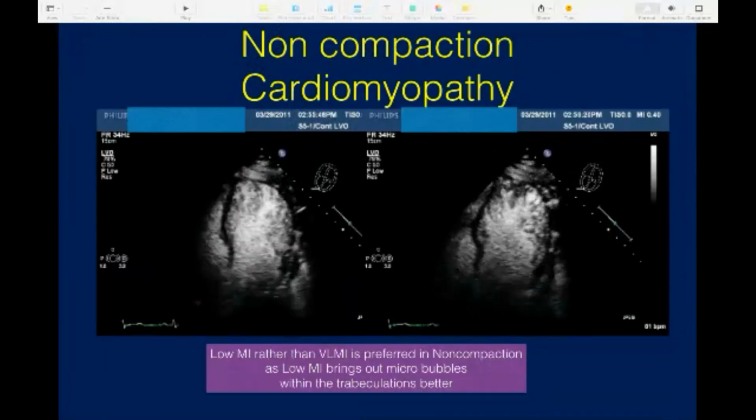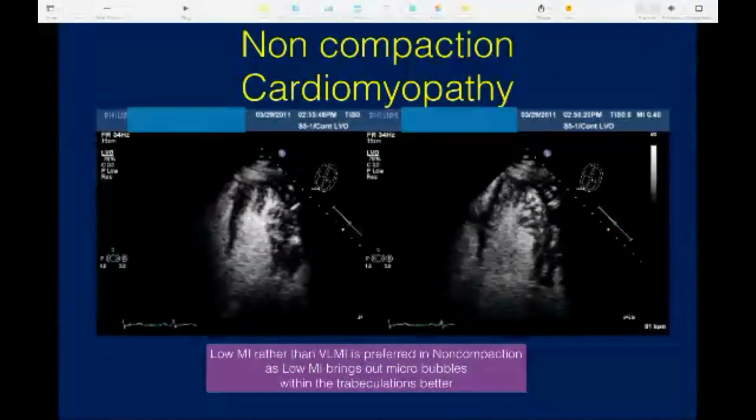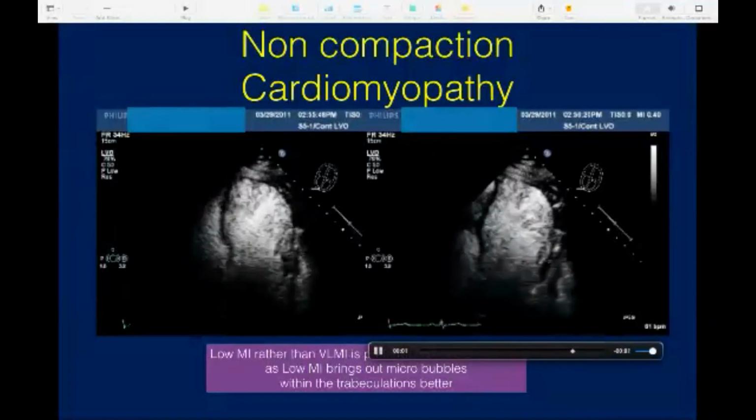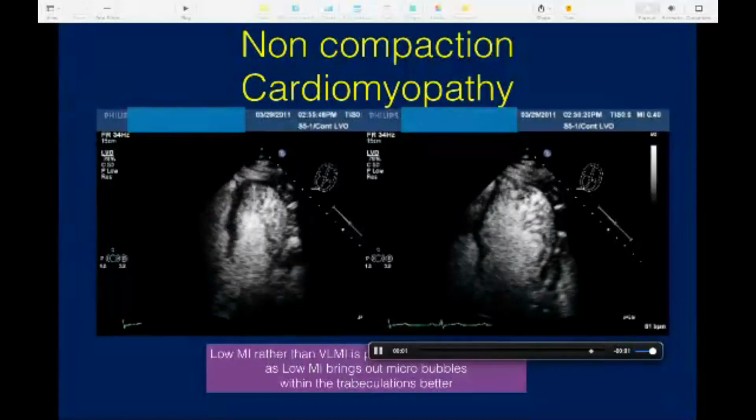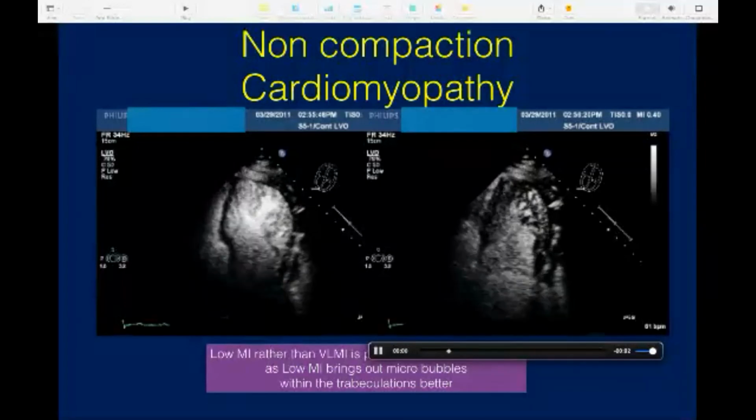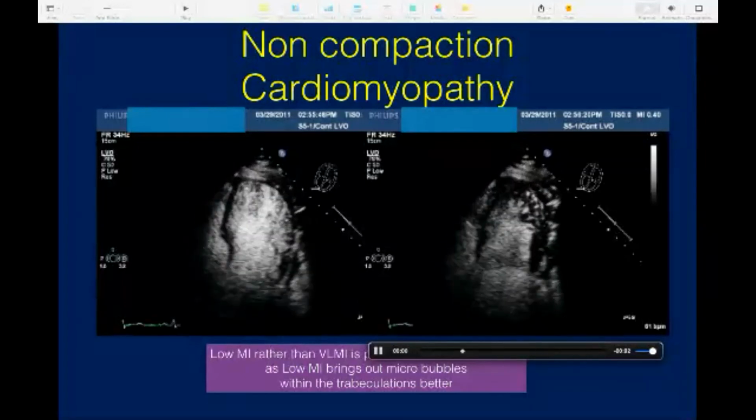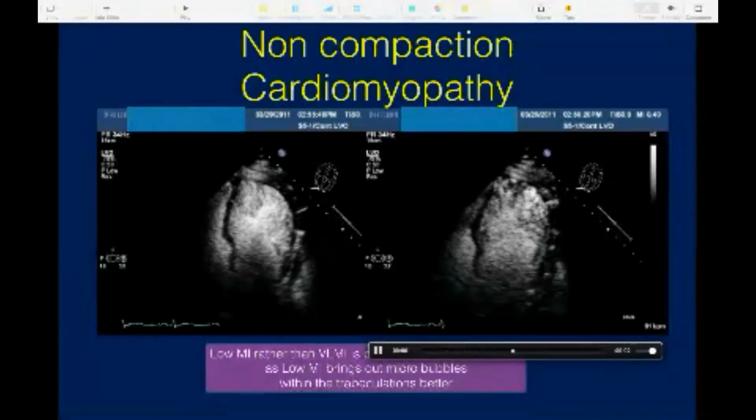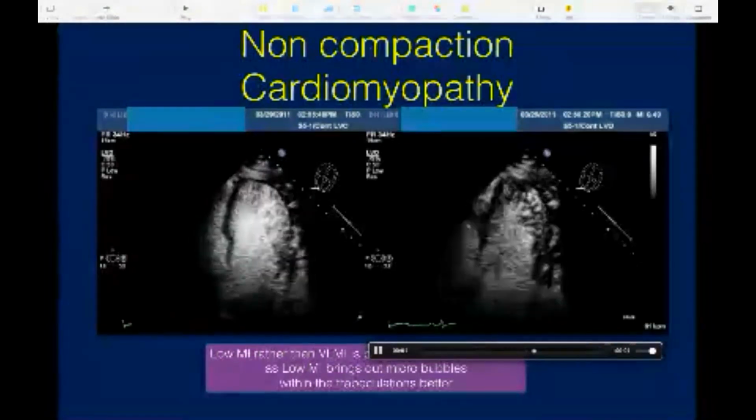The contrast imaging is very helpful in non-compaction. The only caveat in non-compaction is you don't want to turn down your mechanical index too much. You see right here, the mechanical index is set at 0.4. Keeping the mechanical index about 0.2 and less than 0.5 helps to bring out the contrast into the trabeculations and sinusoids, which are seen very well, rather than very low MI imaging.